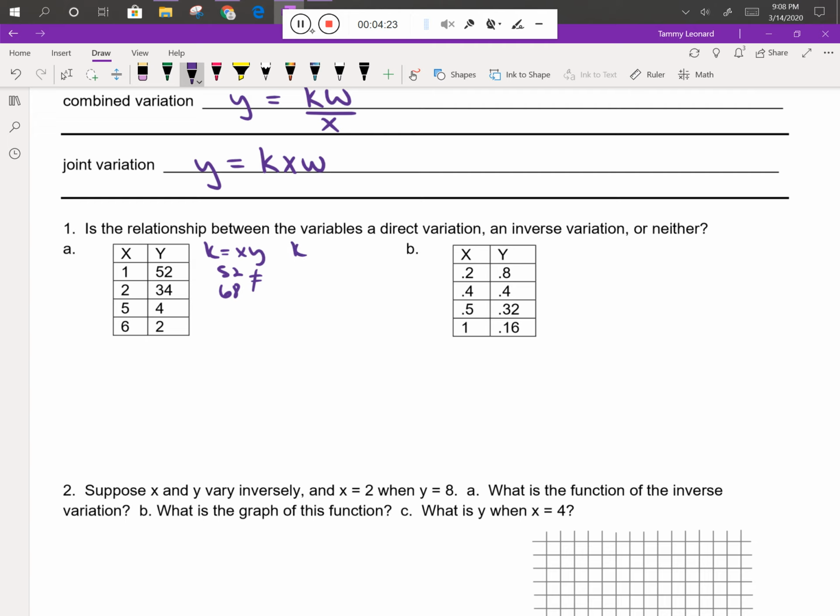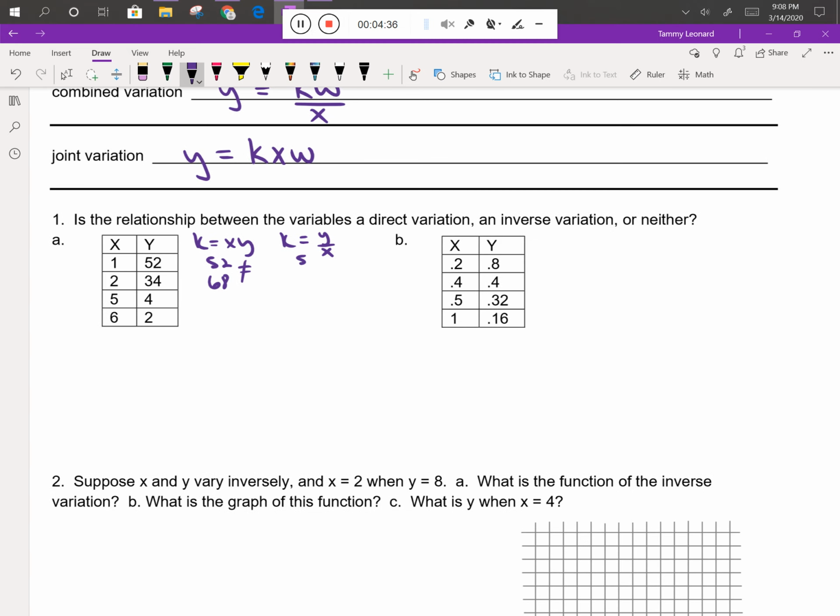Well, now I need to see if it's direct variation. Direct variation would say if I take all the y's and divide them by their x's, I should get the same number every time. So I take 52, I divide it by 1, I've still got 52. I take 34, I divide it by 2, I've got 17. Right away, they're not equal. So this is neither a direct variation nor an inverse variation. I'm not asked to figure out what it is. I'm not asked to find an equation. I'm just being asked to find out, is it direct variation? Is it inverse variation? Or is it neither of these things?